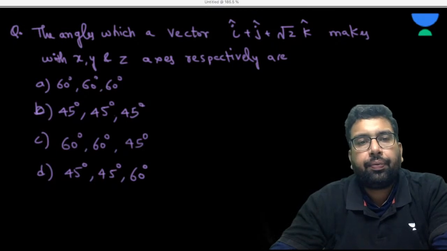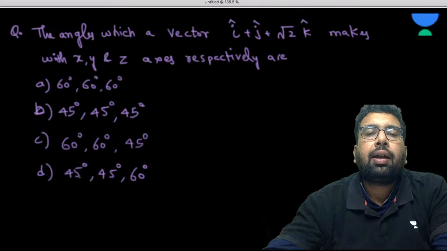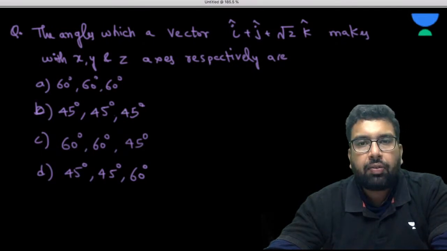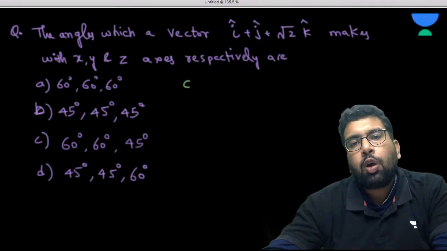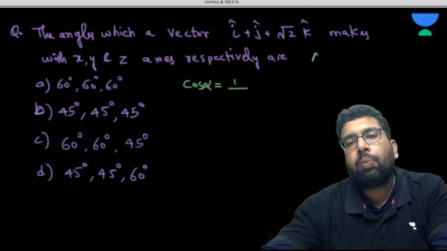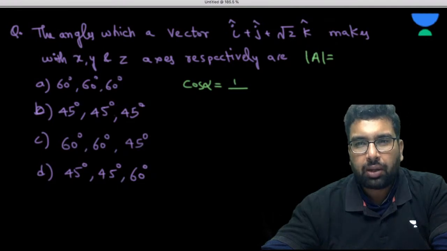So what are we getting? It says the angles which the vector i cap plus j cap plus root 2 k cap makes with the x, y, and z axes respectively are. We know, sir, cos alpha, where alpha is the angle made by the vector from the x-axis, is going to be Ax upon a mod. So what is the magnitude of this vector? 1 square plus 1 square plus root 2 square.